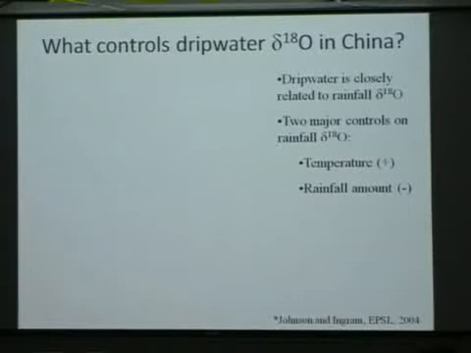So that's good. And then we know that there are several controls on rainfall delta 18, but the two most important ones are temperature, where you get a positive correlation between temperature and delta 18, and rainfall amount, where you get a negative correlation with rainfall delta 18.